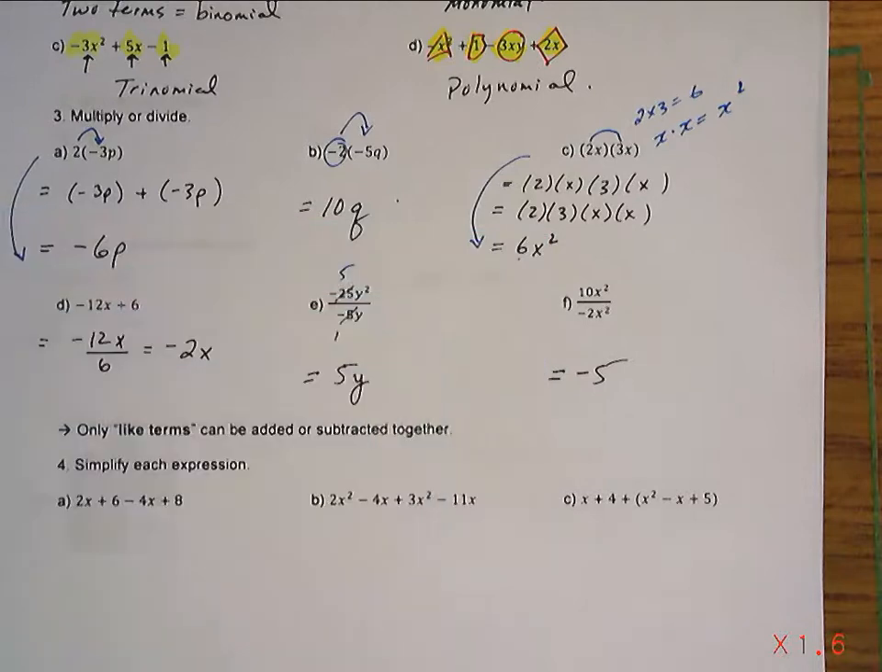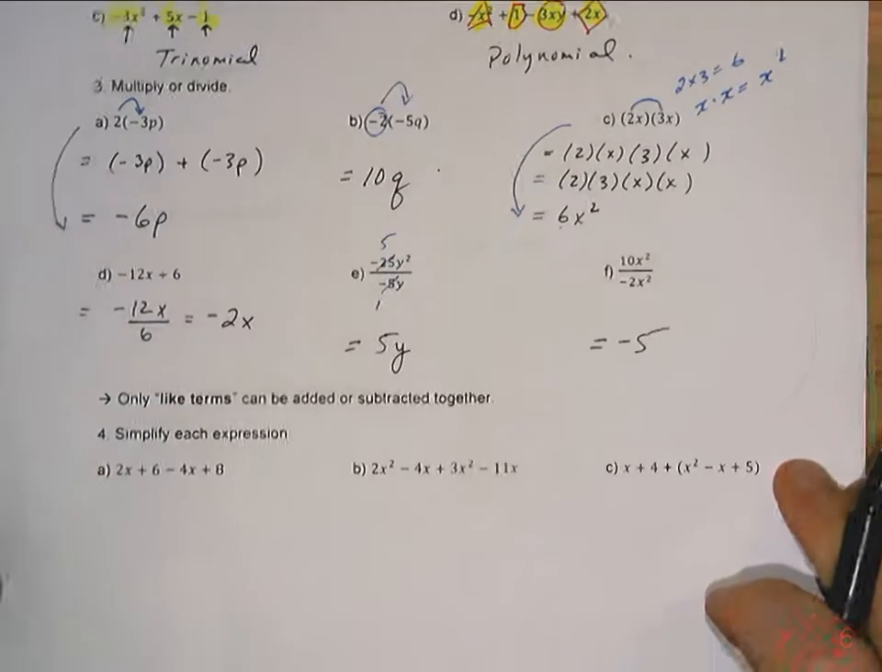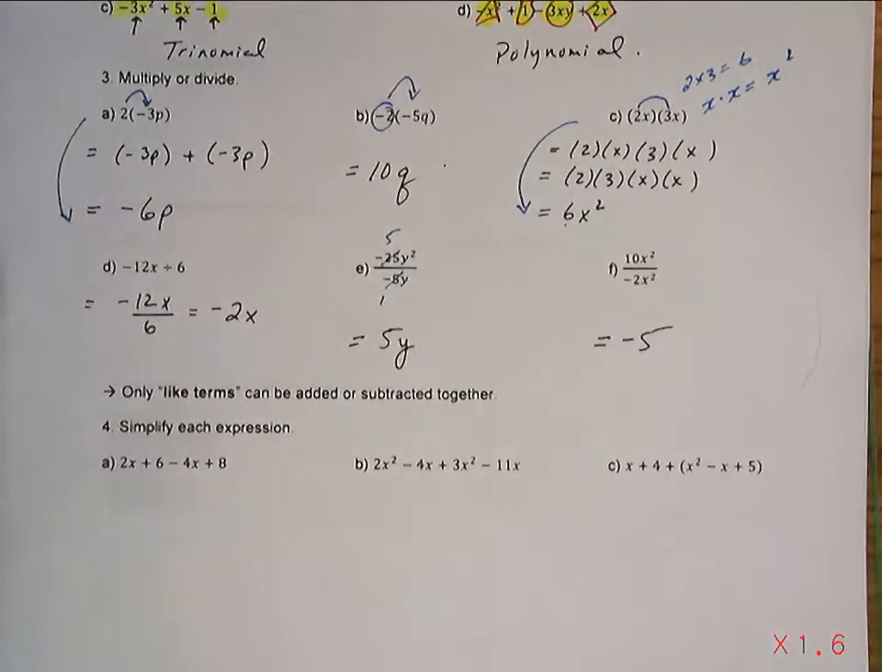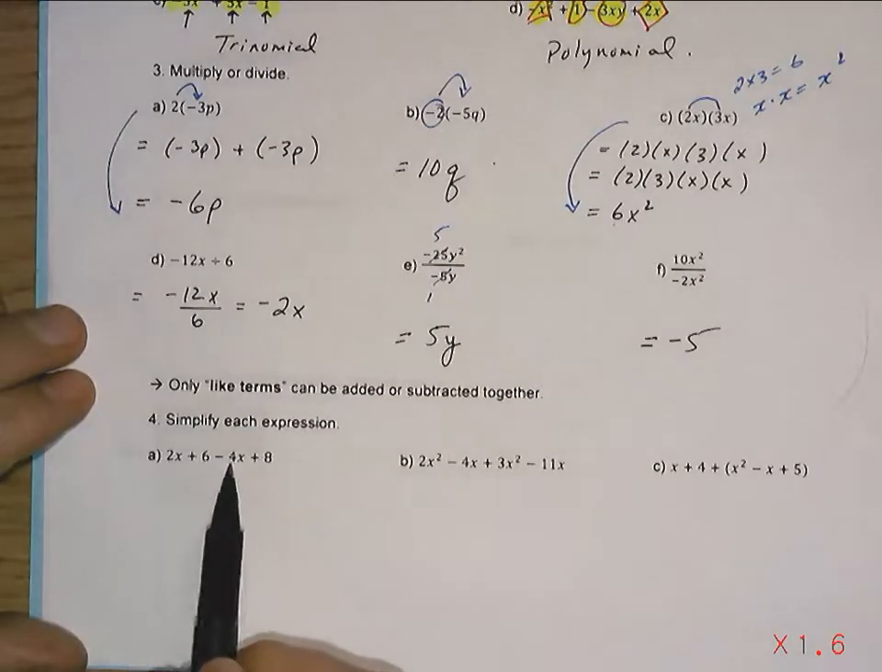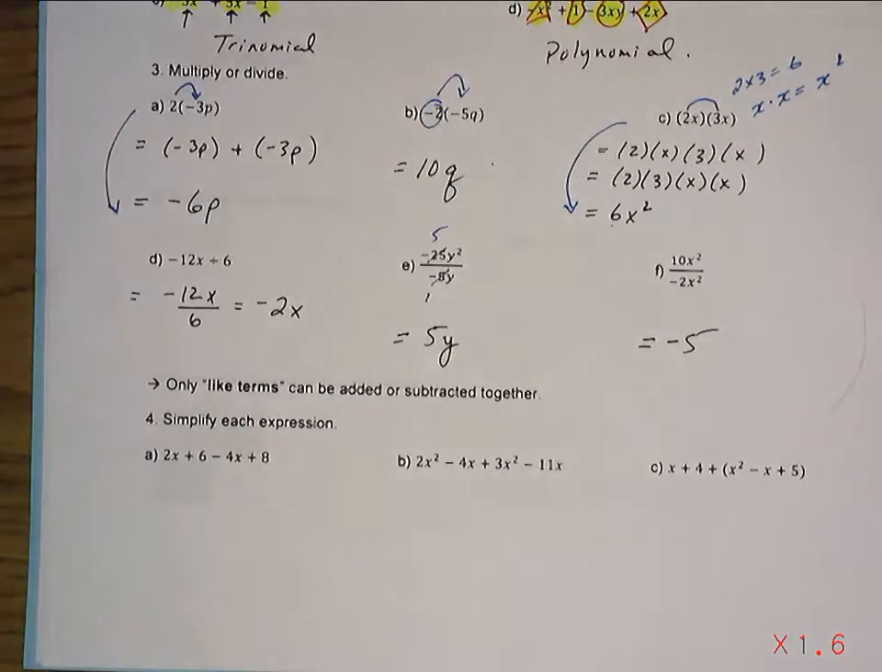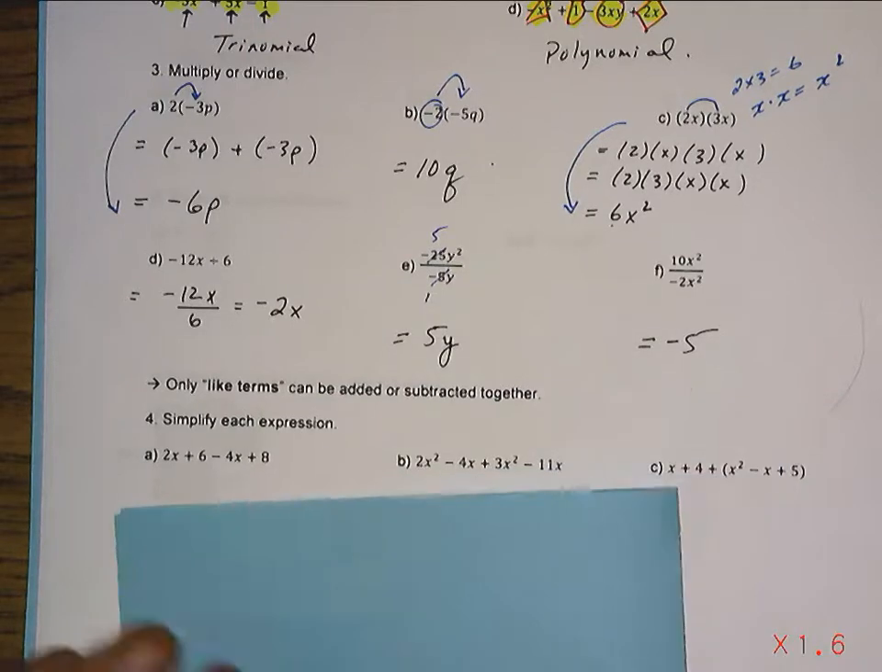Okay, good work. Number 4. Only like terms can be added or subtracted. So we can only put like terms together or add them or subtract them if they have the same variable coefficient. The variable part has to be the same. So let's take a look at this. What I have here is 2x plus 6 minus 4x plus 8. So if I'm going to put that together, and I think we've done this work before. I think we're okay with this, but let me just be sure.